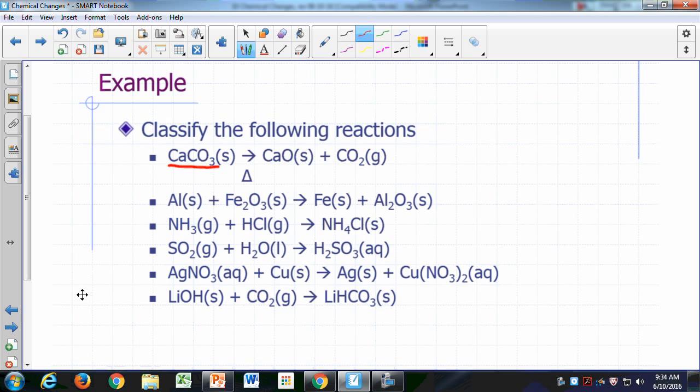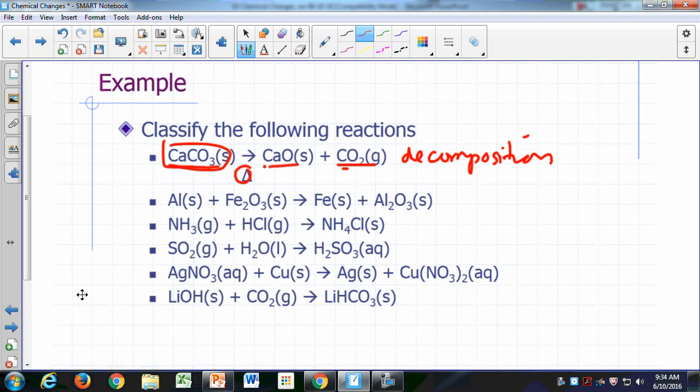This is chalk. If you heat it, you get calcium oxide, which is also known as quicklime, which is used to make cement, and carbon dioxide gas. So what kind of reaction is this? Here, look, you have a triangle underneath the arrow. That means it's being heated. Here you have one reactant making two or more products. Two products in this case, so this would be decomposition.